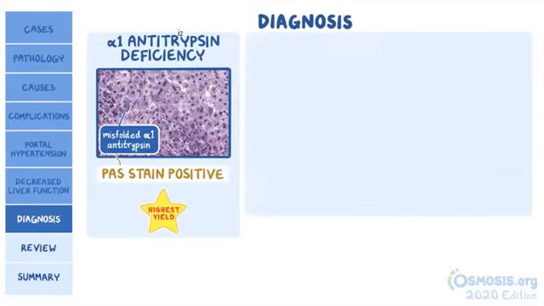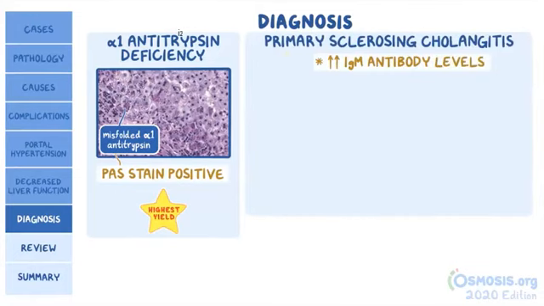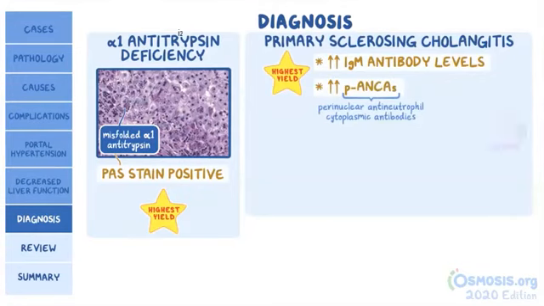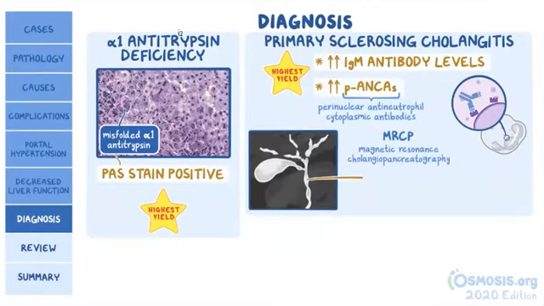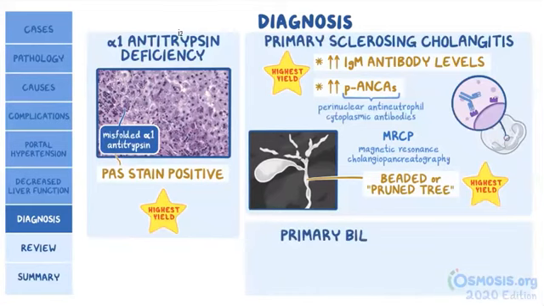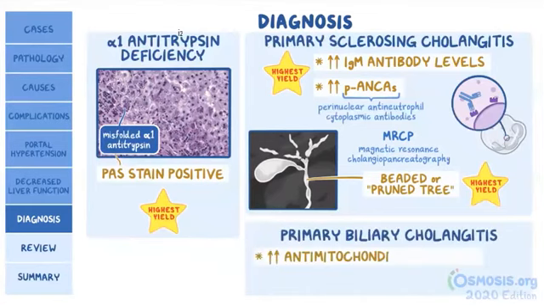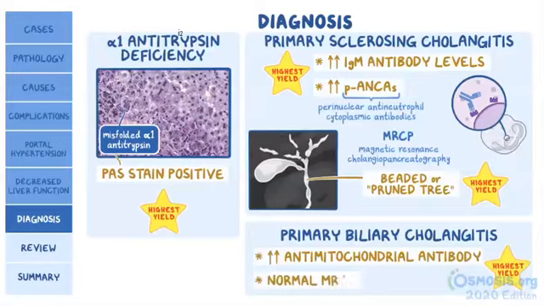For your exams, remember that primary sclerosing cholangitis is associated with elevated IgM antibody levels and perinuclear antineutrophil cytoplasmic antibodies, or p-ANCAs. Perinuclear means they're specific antibodies that target antigens around the nucleus of neutrophils. Also, in a magnetic resonance cholangiopancreatography, or MRCP, the biliary ducts are beaded or have a pruned tree appearance, meaning that there are multiple strictures. In contrast, primary biliary cholangitis has increased antimitochondrial antibodies and a normal MRCP.